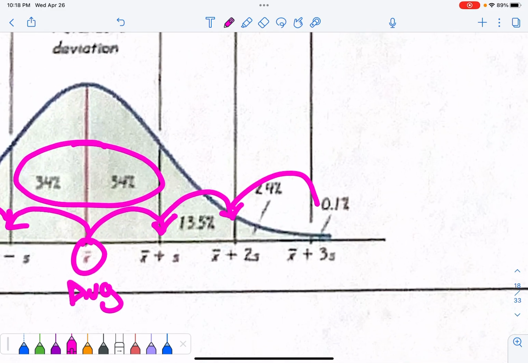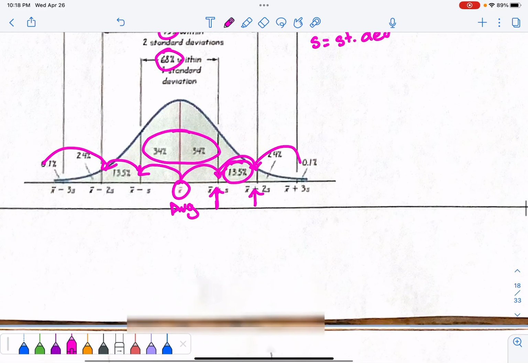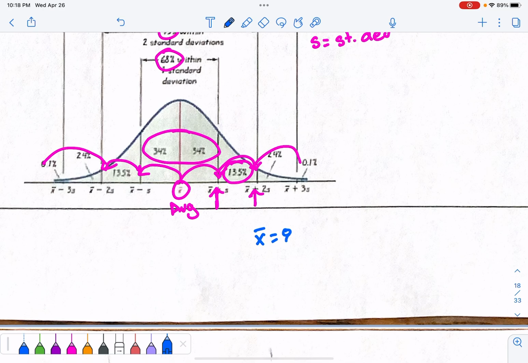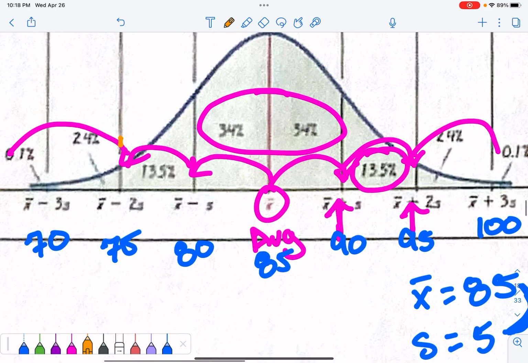And individually, I can say 13.5% is going to live between this value and this value, etc., right? So if my average is 85, and let's say my standard deviation is 5, 85 would go here, this would be 90, 95, and 100, okay? Because I'm adding 5 every time, or I'm subtracting 5, so 80, 75, and 70, okay? So I can look at this empirical rule and say, okay, what percent of people should be between a 75 and an 80?